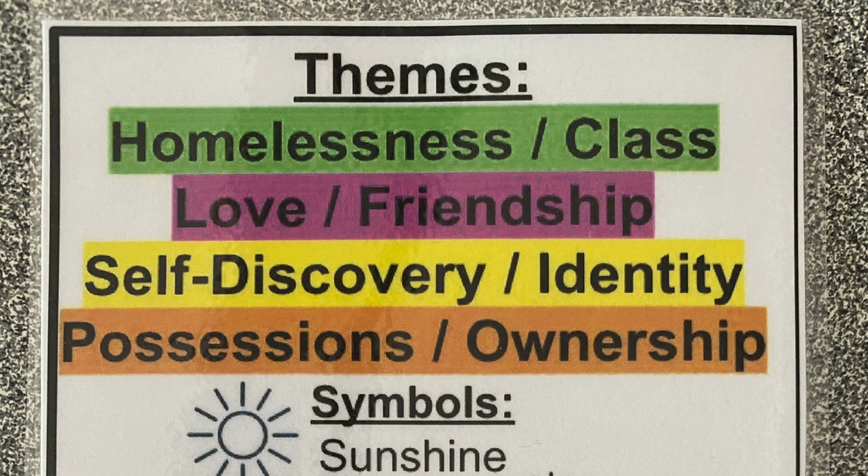The third one being self-discovery and identity, so starting that journey of realising who you are and how you identify yourself in life. And the last one being possessions or ownership, so the things that you have in your possession, the things that you own, the things that you are in control of. They are our 4 themes that we are looking for when we are annotating The Simple Gift.